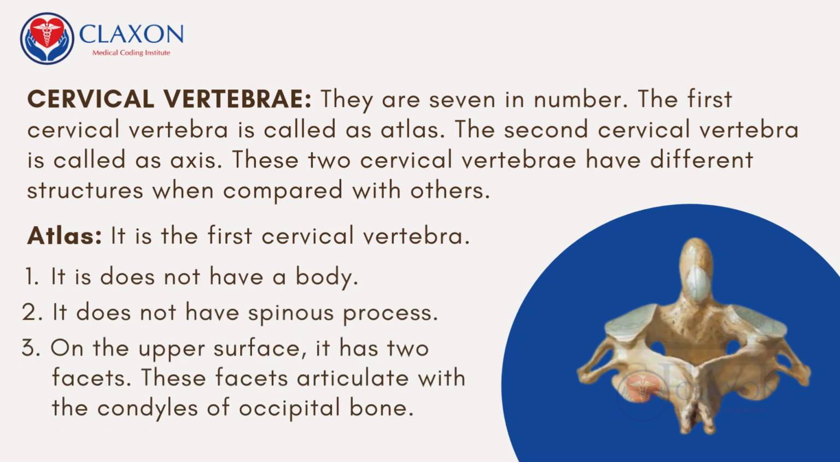Cervical vertebrae, they are 7 in number. The first cervical vertebra is called as atlas. The second cervical vertebra is called as axis. These two cervical vertebrae have different structures when compared with others.